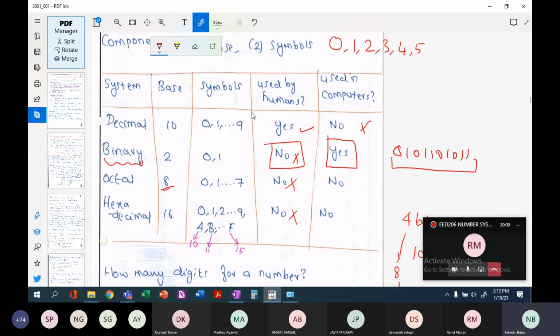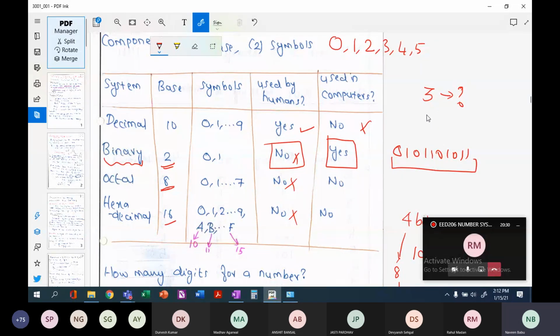Now, since we are seeing here that there are different bases possible, right? A number system with base 2 is possible, a number system with base 8 is possible, 16, 10 are possible. Why these numbers? Why do we have 2, 8, 16? Why not have a number system with, for example, base 3? My simple question to you is, is it possible to have a number system with base 3?